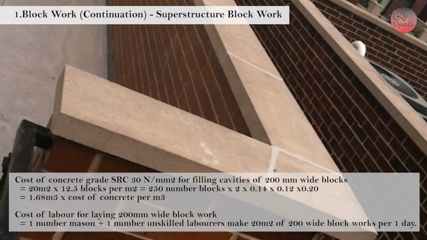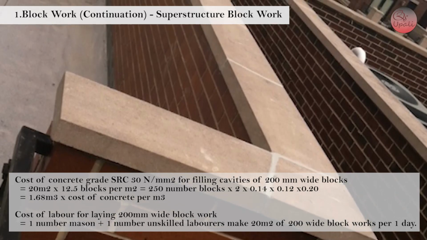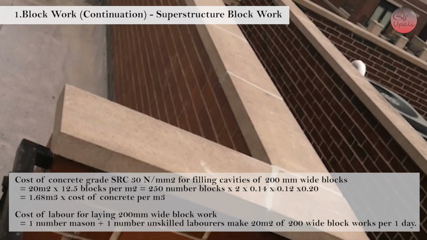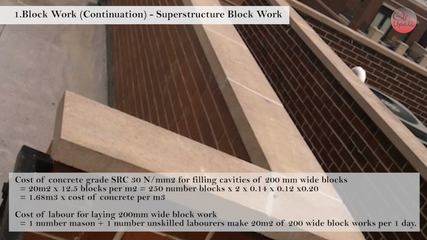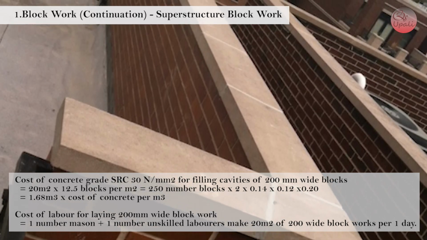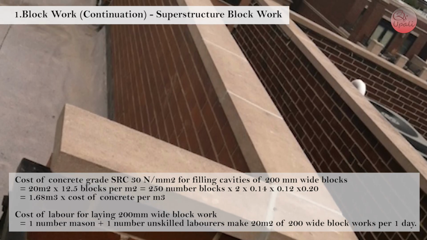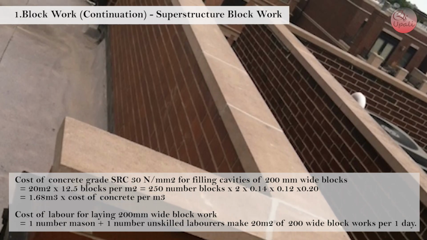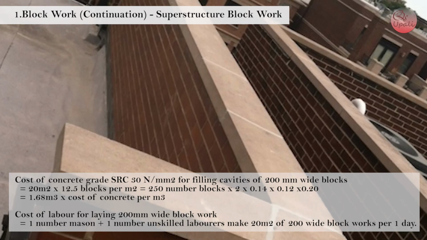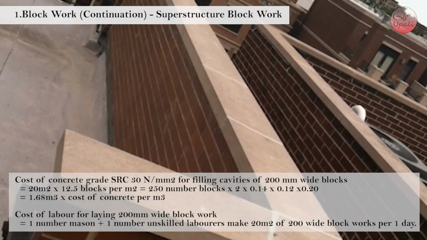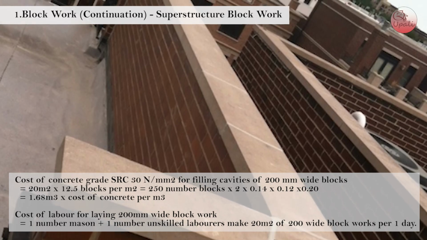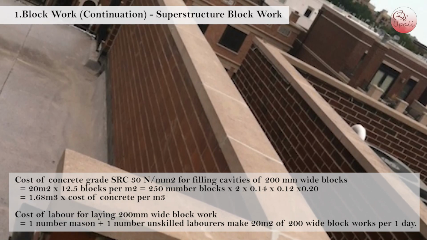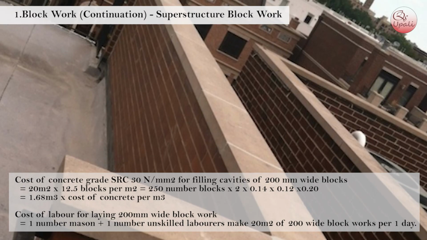Cost of concrete grade SRC 30 N/mm² for filling cavities of 200 mm wide blocks equals 20 m² times 12.5 blocks per m² equals 250 blocks, times 2 into 0.14 into 0.12 into 0.2 equals 1.68 m³, times cost of concrete per m³. Cost of labor for laying 200 mm wide block work equals 1 mason plus 1 unskilled laborer, who make 20 m² of 200 mm wide block work per day.